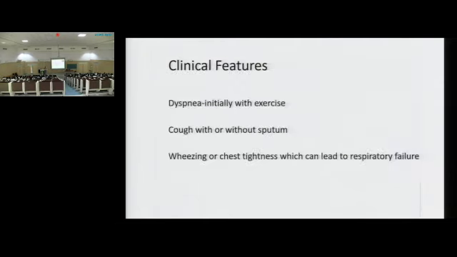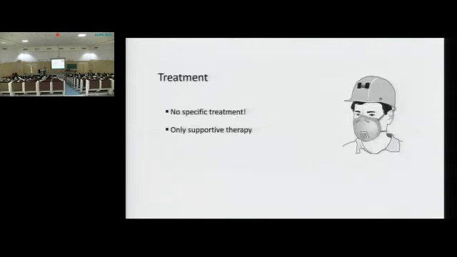So in clinical features, the patient may have dyspnea initially on exercise, and in a long-duration course, when there is lung fibrosis, they will have dyspnea at rest also. The patient may have cough with or without sputum, and they may have wheezing or chest tightness, which can lead to respiratory failure in lung fibrosis. Treatment: no specific treatment, only supportive therapy, and prevention is the cure, using a mask at the occupational sites.